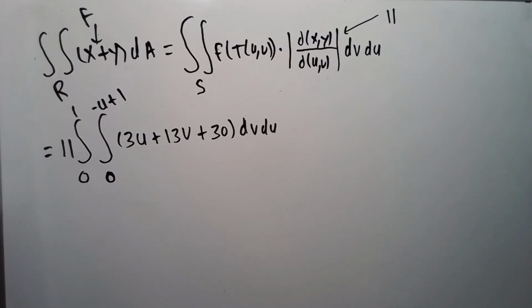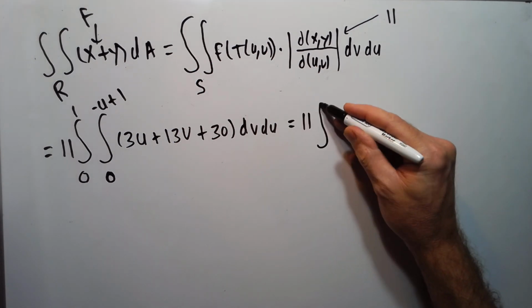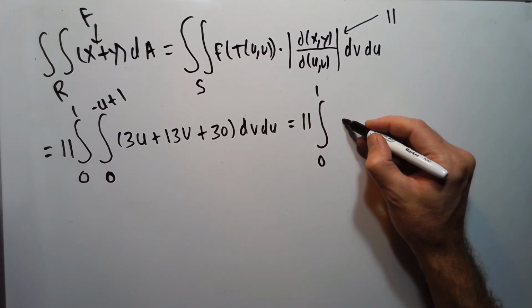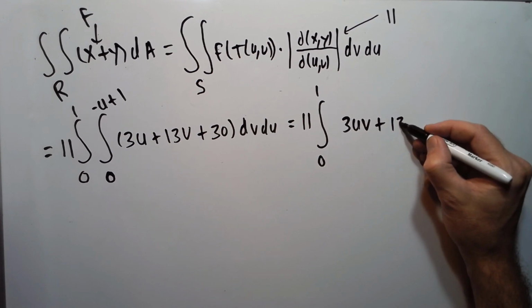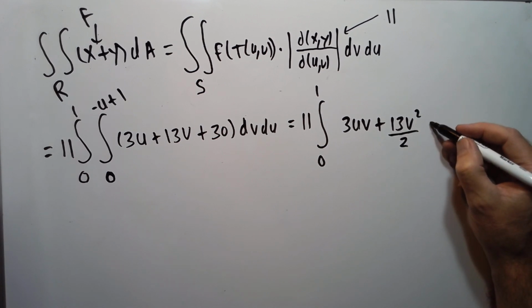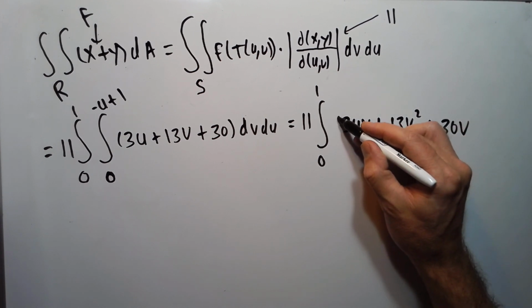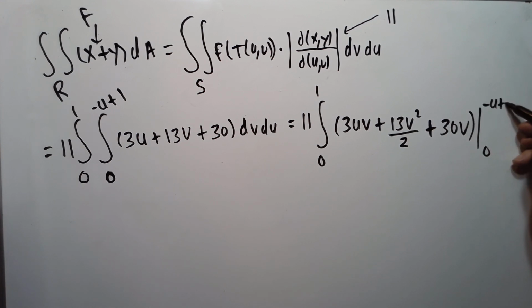Okay, so let's start to integrate. So we're integrating with respect to v first. So it'd be 11 in front, then 0 to 1, and then integrating this guy with respect to v, it'll be 3uv plus 13v squared over 2 plus 30v, and this will be evaluated at 0 and minus u plus 1, then we'll do du after that.